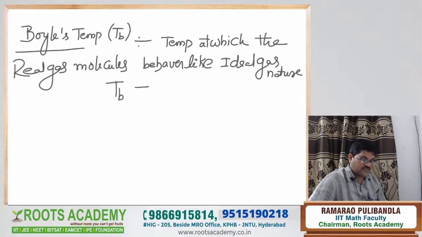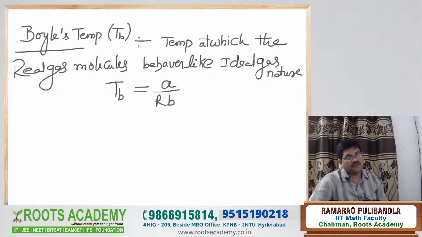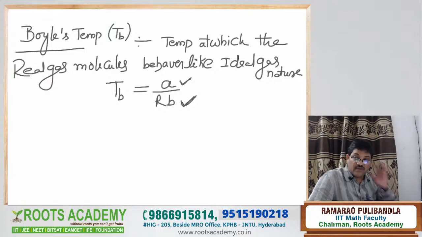Therefore, at Boyle's temperature, PV is equal to A by RT. What is the formula? PV is equal to A by RT. What is A? Van der Waals constant. What is B? Van der Waals constant. Therefore, A and B are the Van der Waals constants.